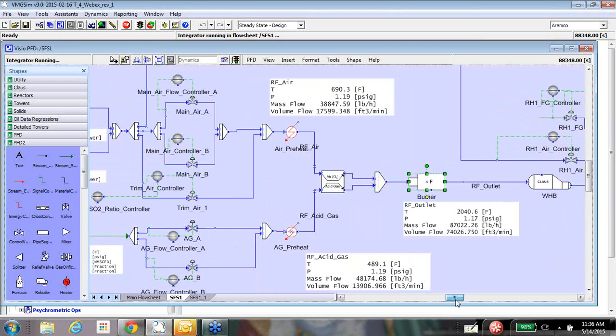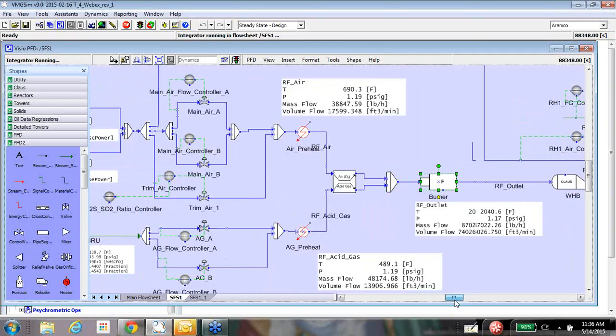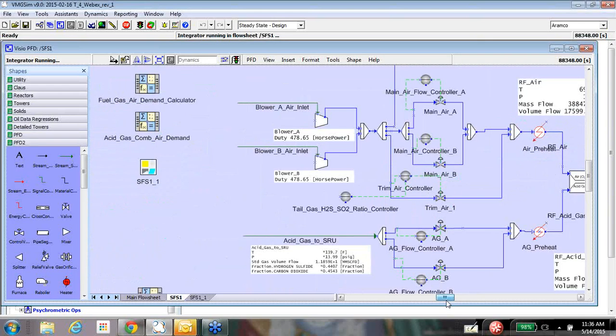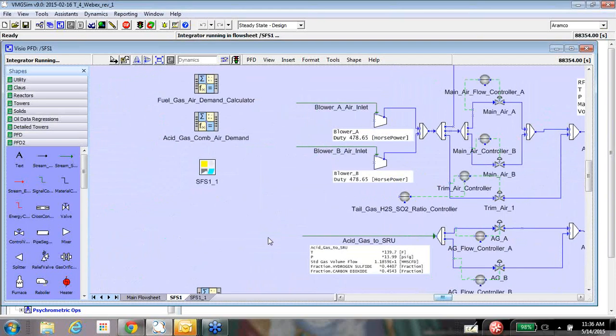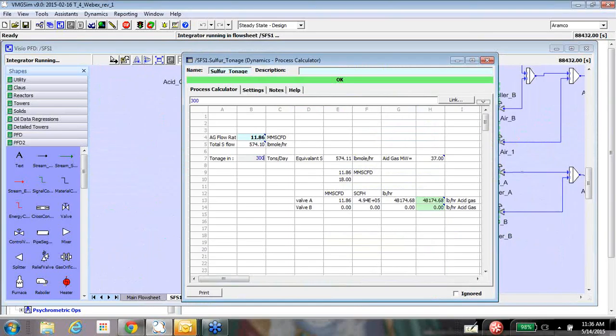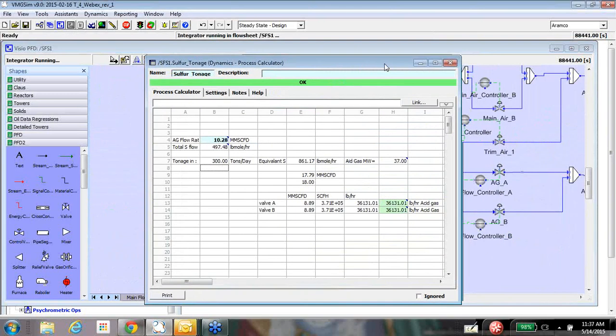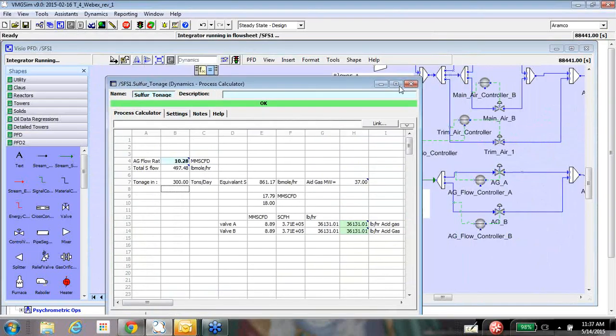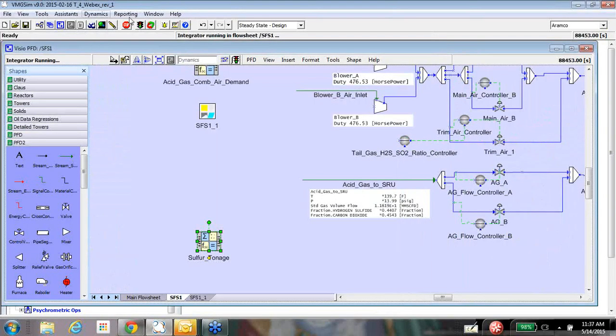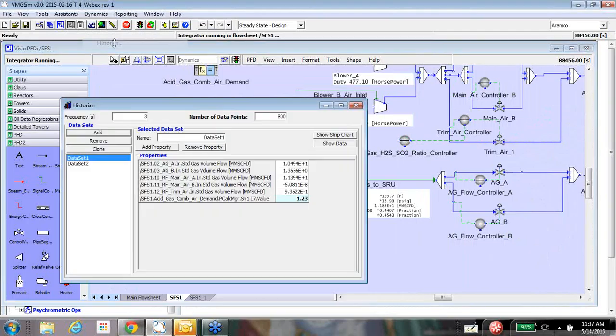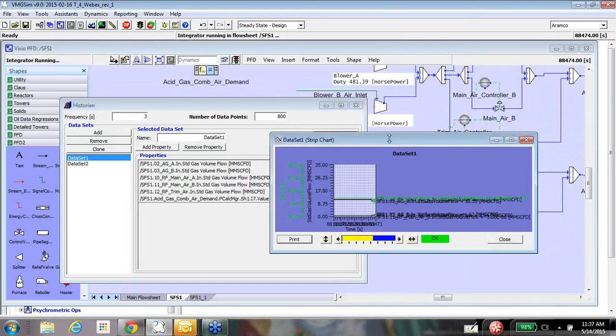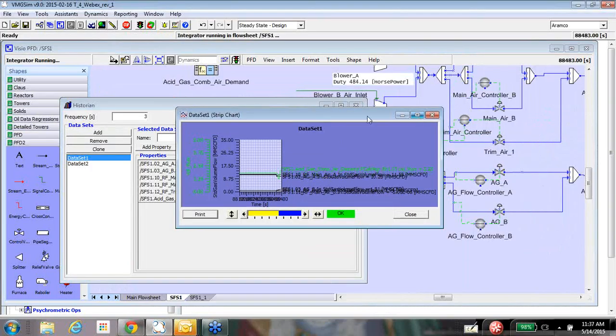Second thing, we will see a little bit how the changes we make are reflected here. So for example, let's go up here. It's 200 tons. Let's go for 300 tons per day capacity, and let's see how it will behave. Historian, strip chart. Okay, so this is a strip chart here.